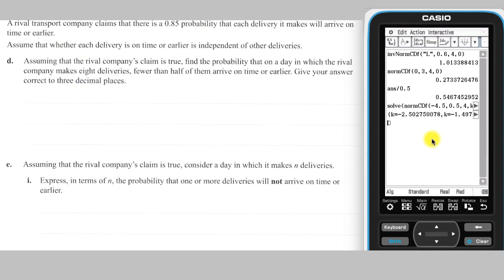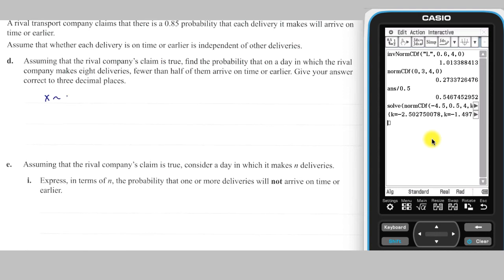This question now pivots to a rival delivery company which claims to deliver on time or early 85% of the time. Combined with the assumption of independence, this claim provides the basis for us to use a binomial distribution to answer parts D and E.